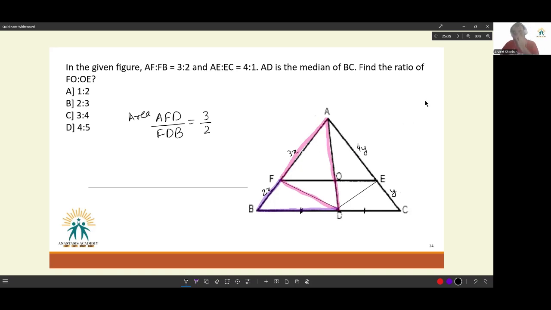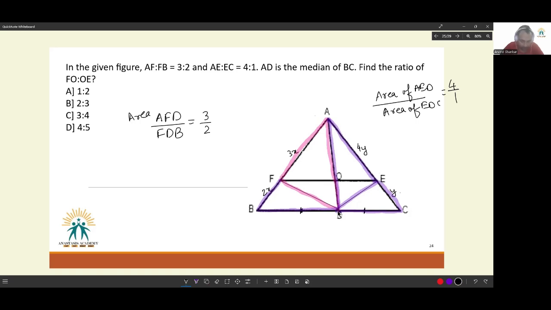Similarly, let's look at the area of AED and DEC. Hopefully, we can reach this conclusion also. The area of AED by the area of EDC will also be equal to 4/1 because the altitude is the same. It is only the ratio of the bases.